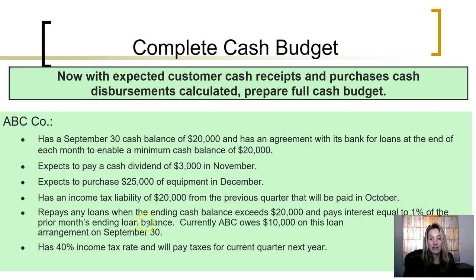They repay any loans if they have an anticipated cash balance exceeding $20,000. And they pay an interest of 1% of the prior month's ending loan balance. Currently, ABC owes $10,000 on this loan arrangement as of September 30th. ABC has a 40% income tax rate and will pay taxes for the current quarter next year.